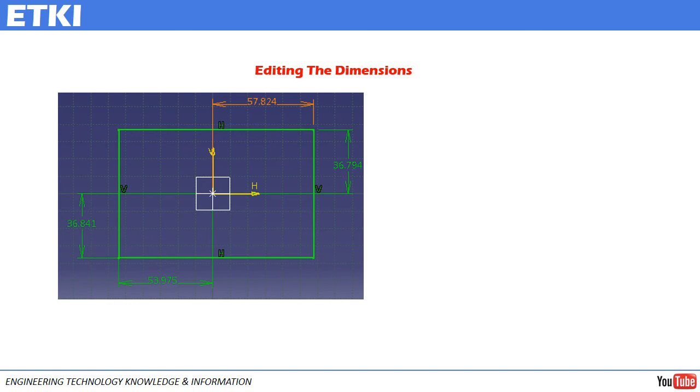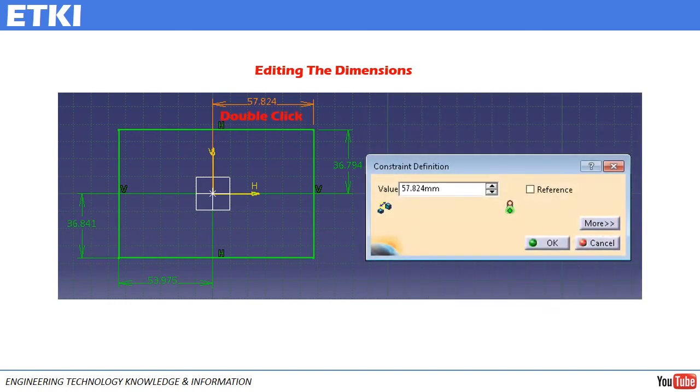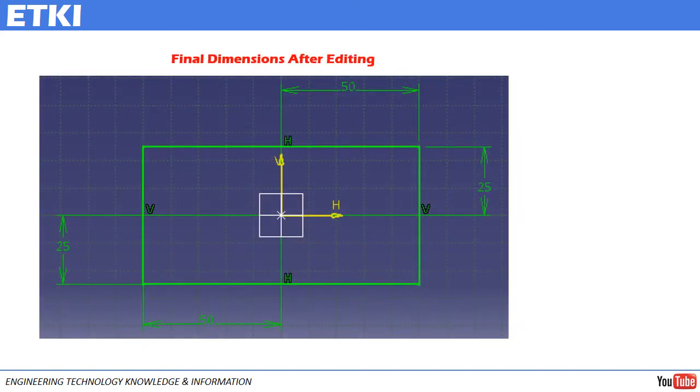In order to edit the dimension, select the dimension and double click on it. This will open a pop-up window. In the pop-up window, edit the values and say OK. I am going to enter 50 for this dimension. Repeat the same method and edit all the dimensions. Once you edit the dimensions, the final layout will look like this. You can choose your own dimensions. After editing the dimensions, click on the Exit Workbench.